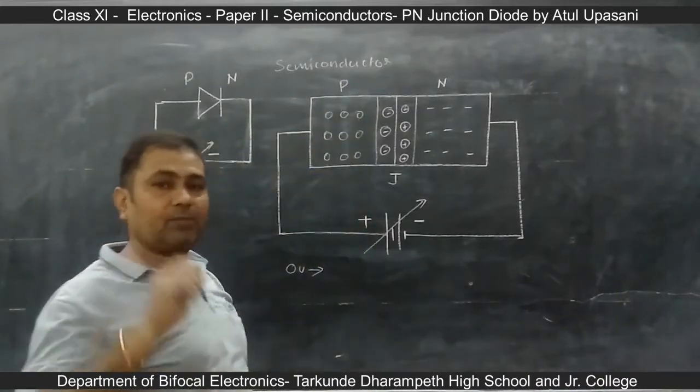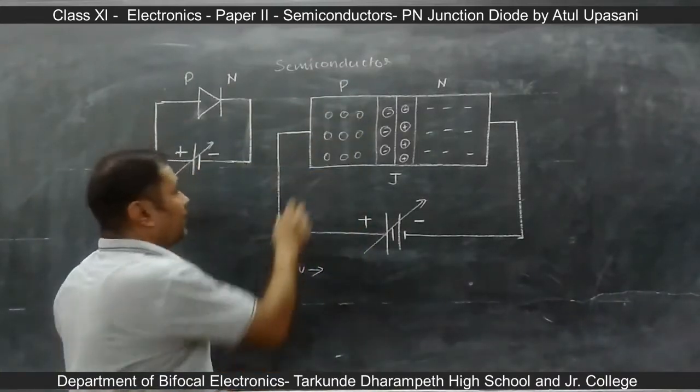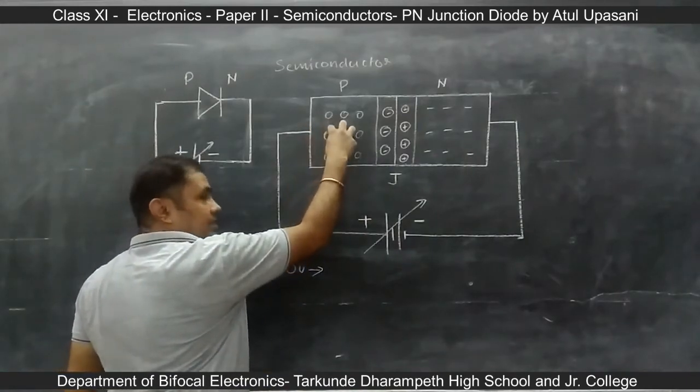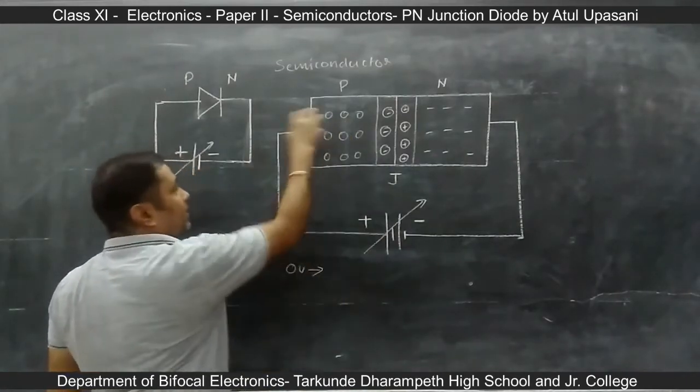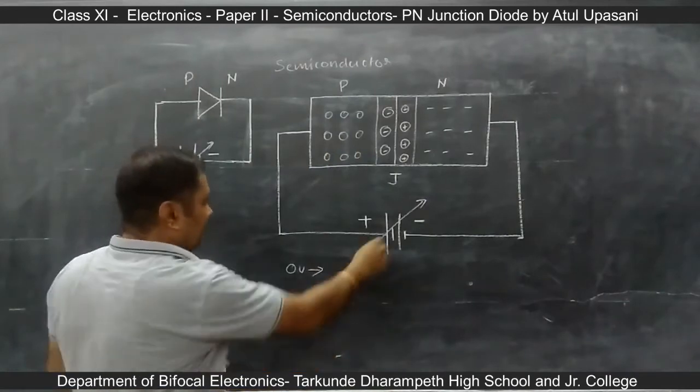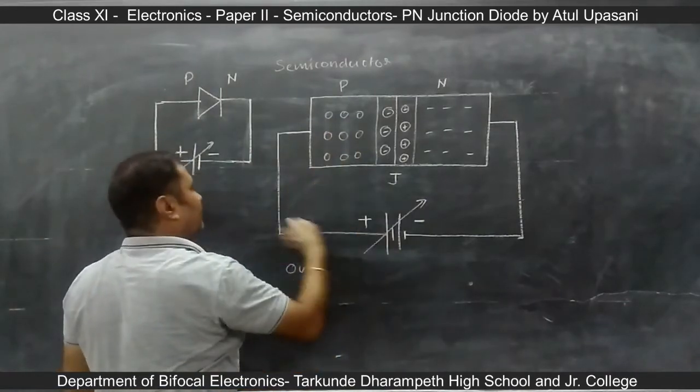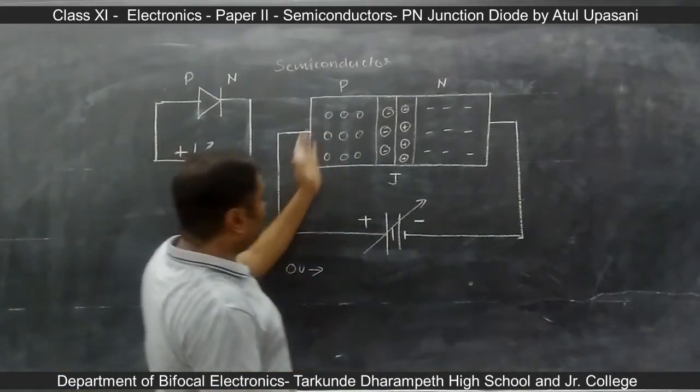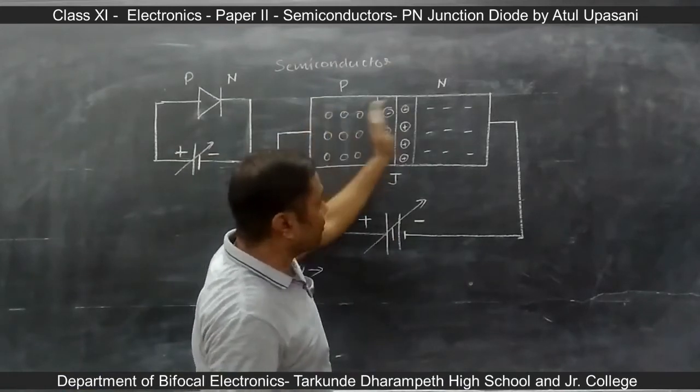Holes are considered as positive charge carriers. So here already we have positive charge carriers and we are increasing their number. So what will happen? The current direction is like this. So they are flowing and entering the p side. They will start flowing towards the junction.